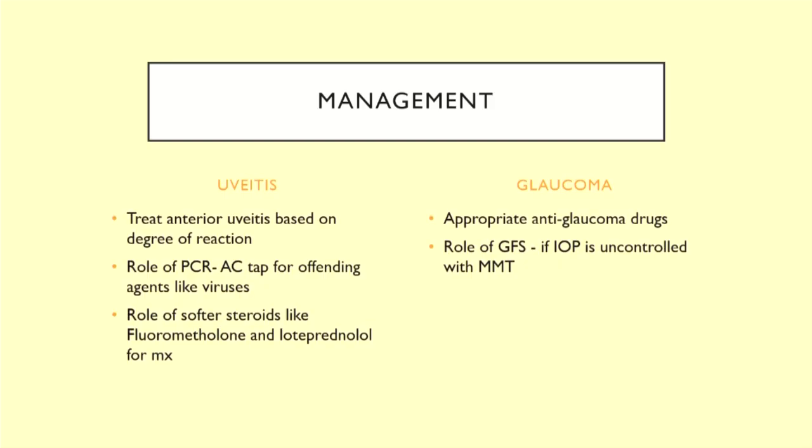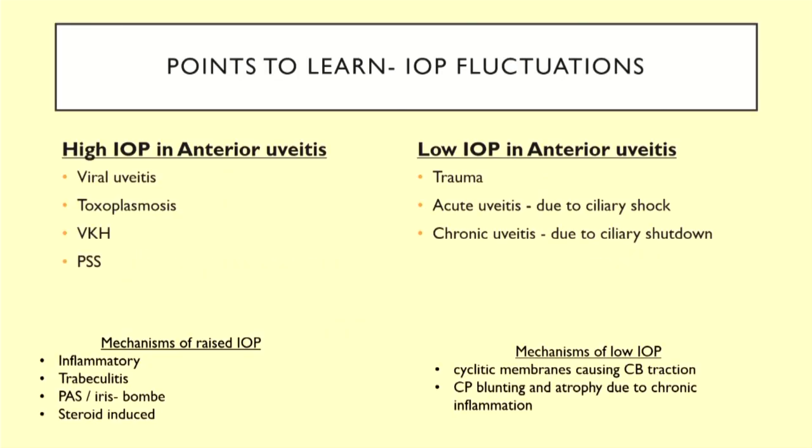These patients may require the use of long-term treatment. So remember to use softer steroids later on, like fluorometholone or loteprednol. So the points to learn from this case: how does IOP fluctuate in patients with anterior uveitis? So either it could be high, it could also be low.